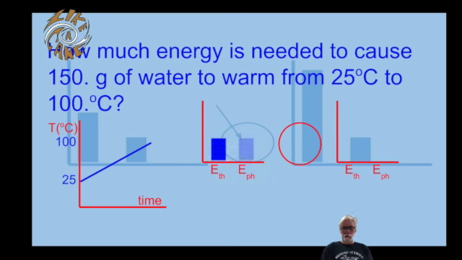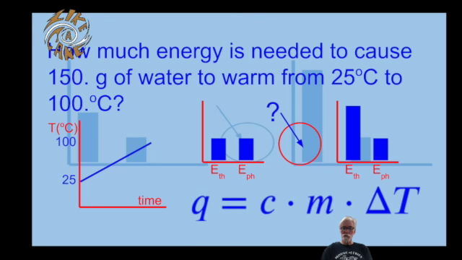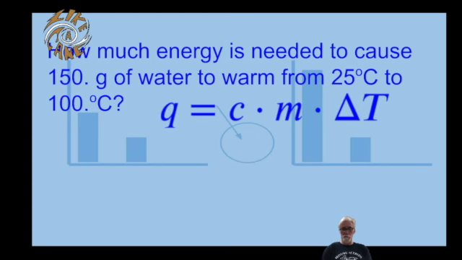At the beginning, I have some E therm and some E phase. At the end, I have more E therm, but the same E phase because it's still liquid water. To make that change, I had to add some energy from my hot plate, and the question is, how much energy would it take to do that? Since this is only a change in E therm, the quantitative model that we can use here is that the heat energy added through heating is equal to the specific heat capacity times the mass times the change in temperature. So now let's put some numbers to this.